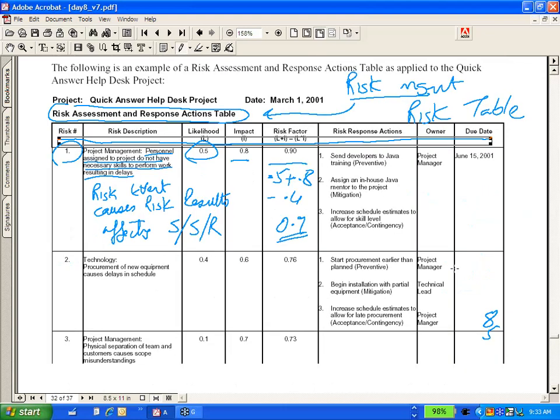This is a real project example, the help desk project. And you'll be doing a risk management plan for your project.